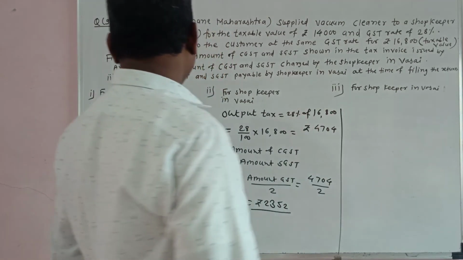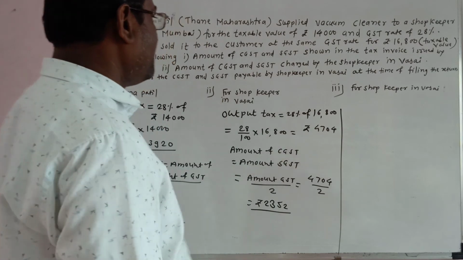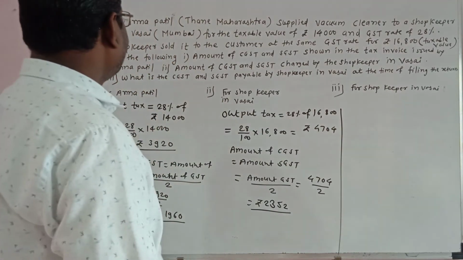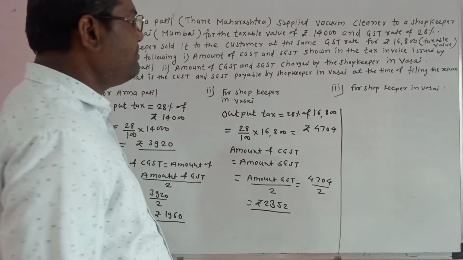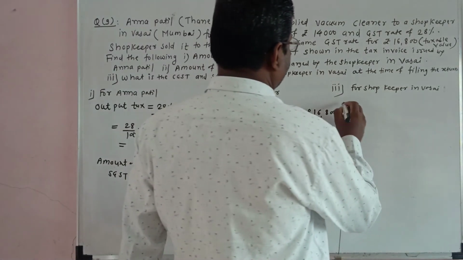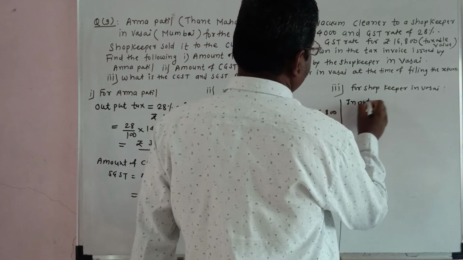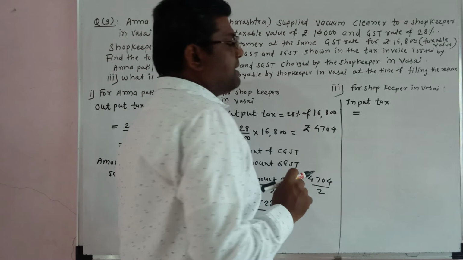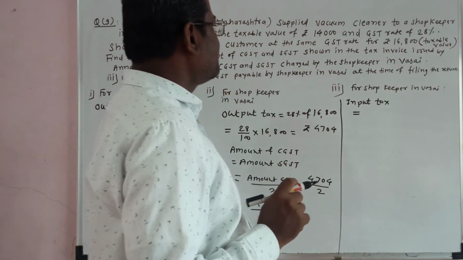Now number 3, what is the CGST and SGST payable by the shopkeeper in Vasai? We have to find the actual value of CGST and SGST paid by the shopkeeper in Vasai. So for this shopkeeper we have to find, at first, the input tax. Input tax is the GST paid at the time of purchase.